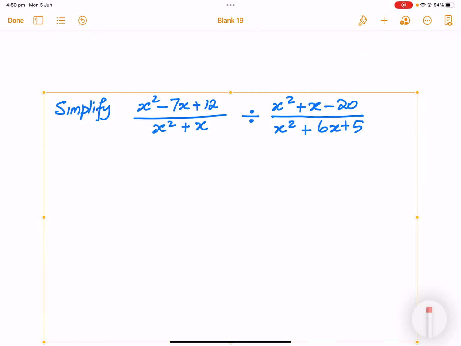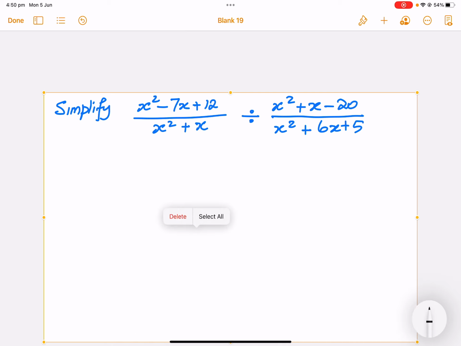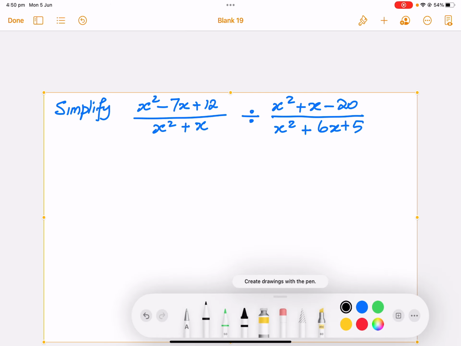All right, well, here's a tricky algebraic question. It's got a division in it. It's got a fraction divided by a fraction. I'm going to go ahead and just change that divide into a multiply straight away. I'll stick with blue because that's the question.